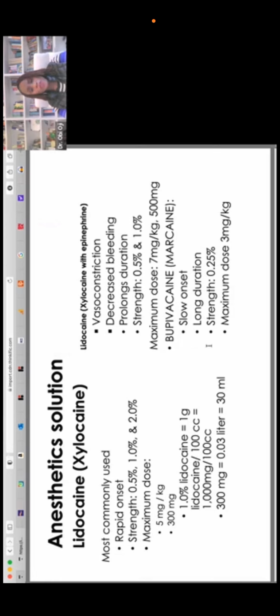And so with that, we're going to go ahead and talk about Marcaine, which is bupivacaine. That does have a slower onset and a longer duration. The strength is 0.25%, and the absolute max dose is 3 milligram per kilogram. Again, your job as a practitioner is to make sure you calculate this dose. You know exactly the weight of the patient, and you do not want to exceed the maximum dose for sure.